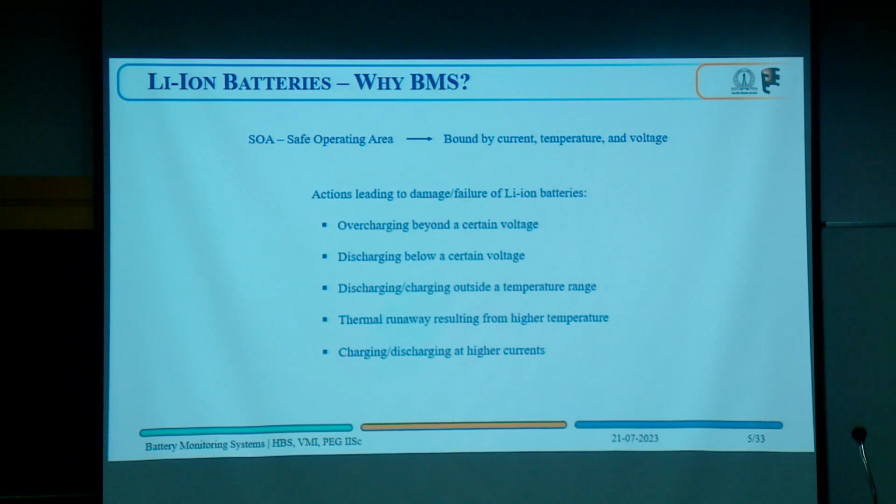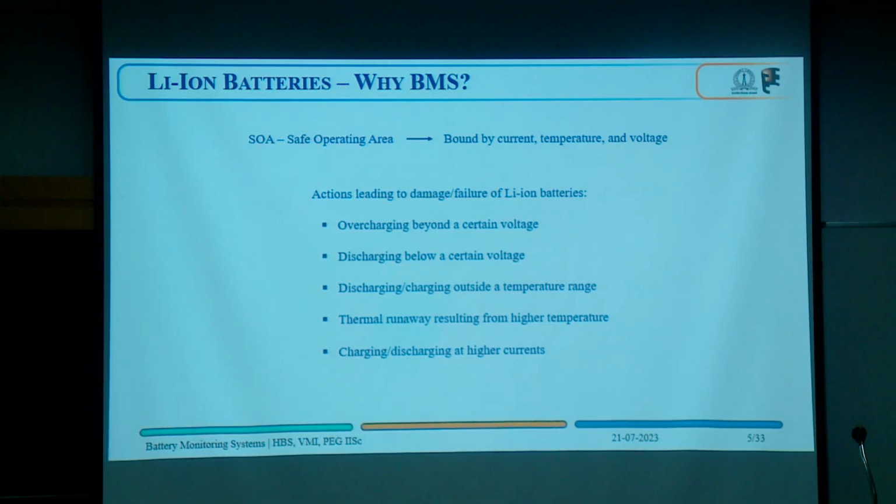If we don't operate it in the safe operating area, then let us say we may end up overcharging the cell, we may discharge it further, we can increase the temperature inside that cell or the battery pack, which can eventually lead to thermal runaways. That's why, as we have seen in the past, several batteries inside vehicles have caught fire. Most of the reason behind that is thermal runaways.